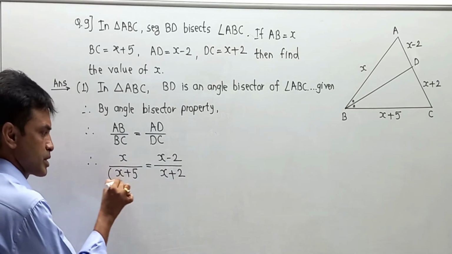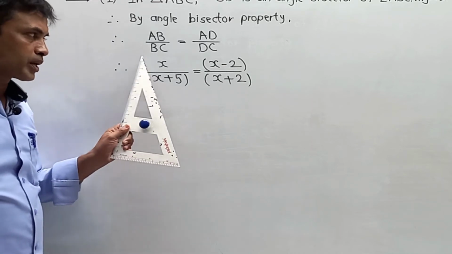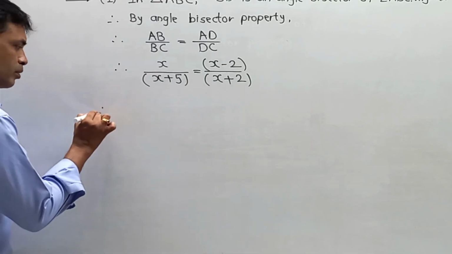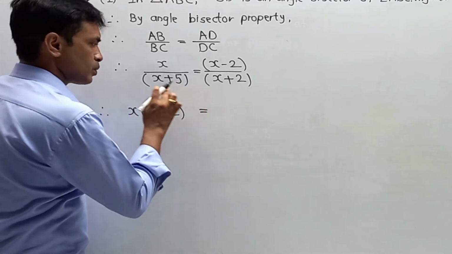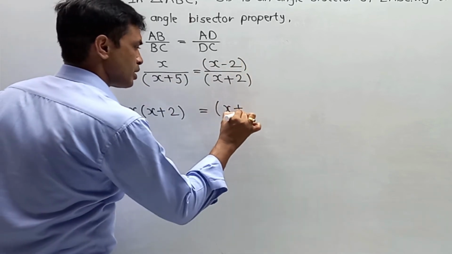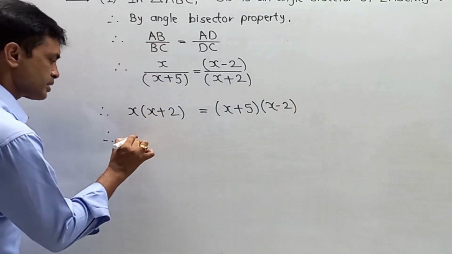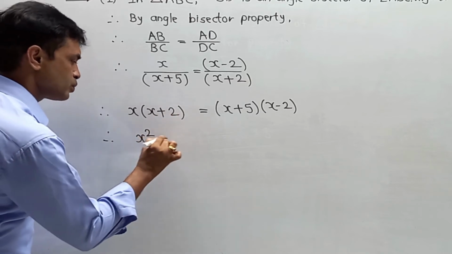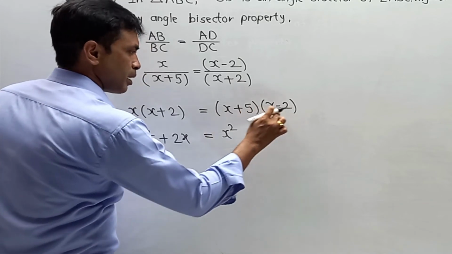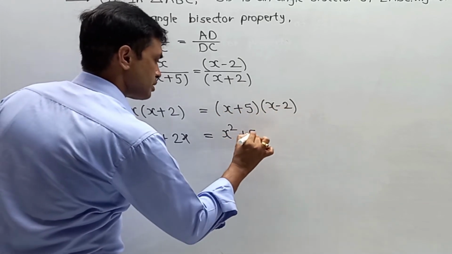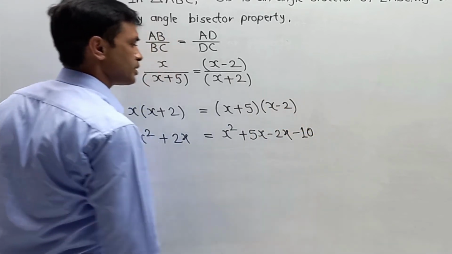Now we are going for simplification, so proper brackets over here. Now we are going to start by cross product: x into x plus 2. So this becomes x into x plus 2 is equal to x plus 5 into x minus 2. Now simplification: x into x, x square, x into plus 2, that is plus 2x. Here x into x, x square, plus 5x minus 2x, and 5 into minus 2, minus 10.